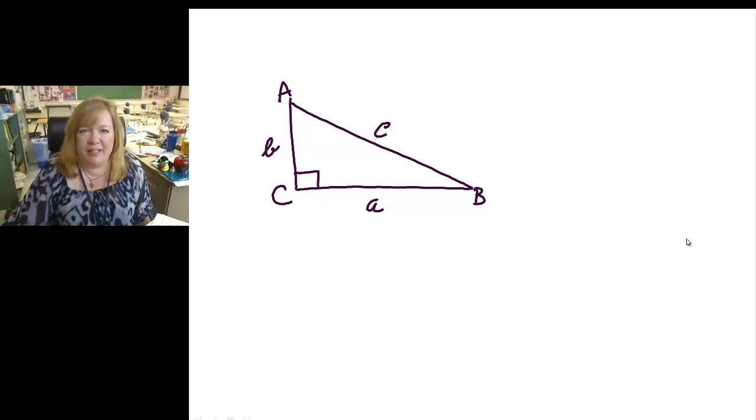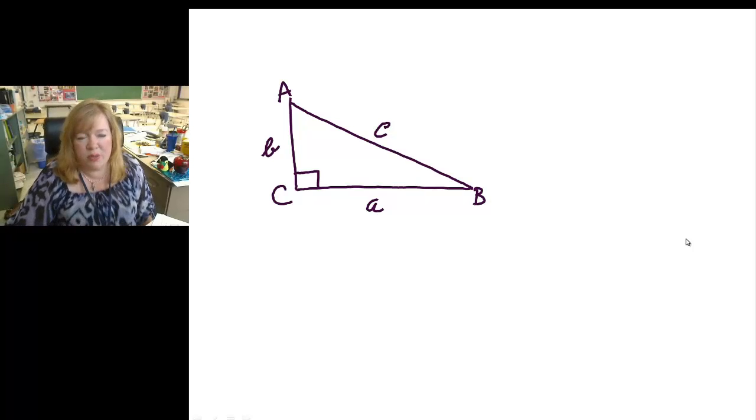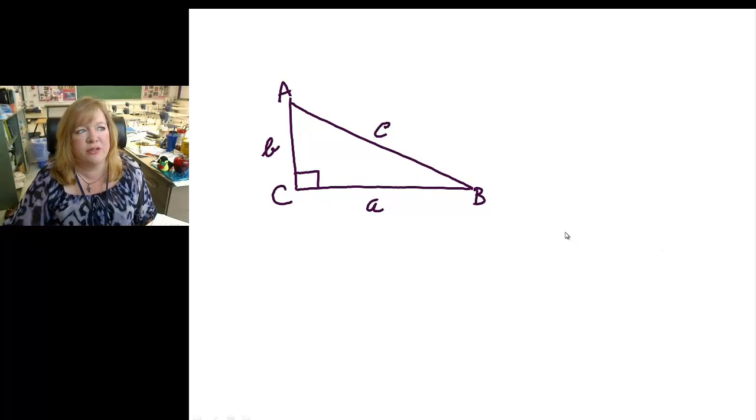All right, finally, Pythagorean Theorem. So first off, do you know what the hypotenuse is? The hypotenuse is the longest side of your right triangle. It is opposite the right angle.